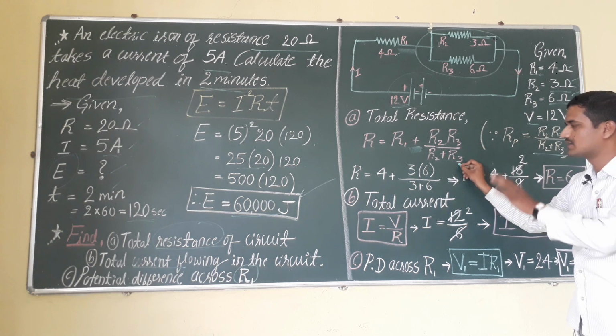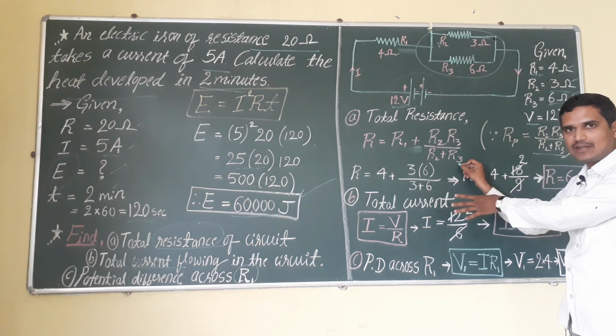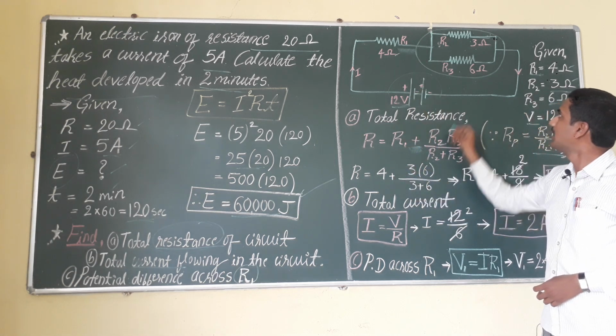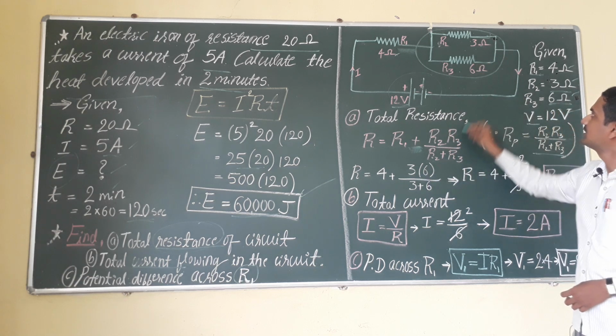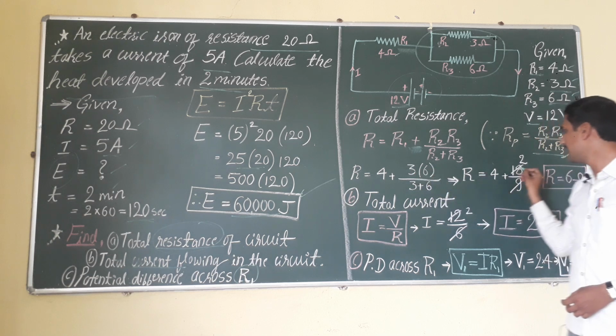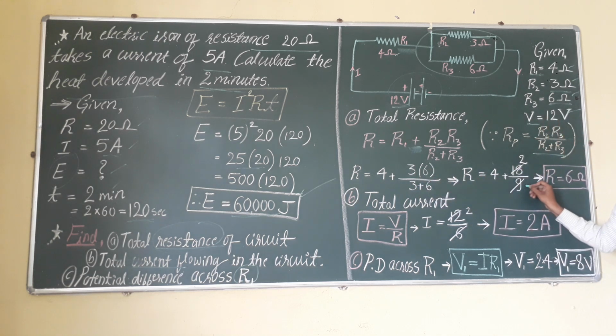Simply calculate, substitute the values. R1 value is 4 ohm, R2 value is 3 ohm, R3 value is 6 ohm, divided by 3 plus 6. 6 threes are 18, 6 plus 3 is 9, 9 twos are 18, so 4 plus 2, that means directly we will get it as 6 ohm. So the total resistance created in this circuit is 6 ohm. This is the first solution for this circuit.